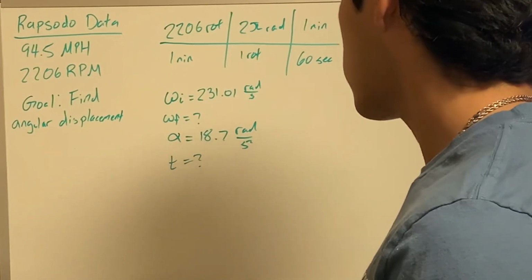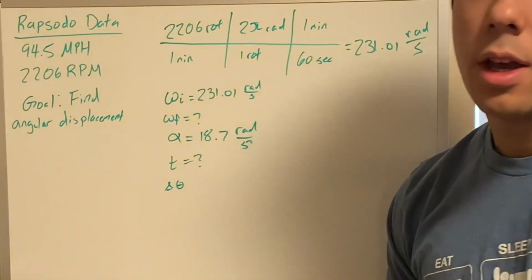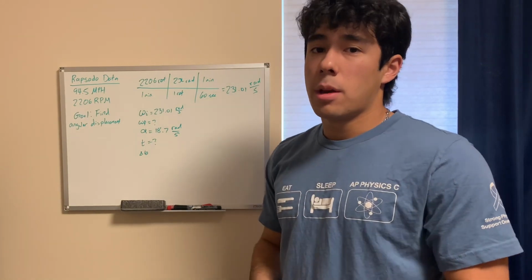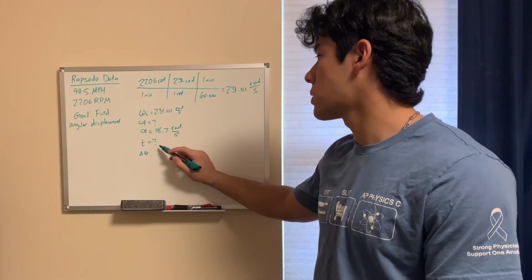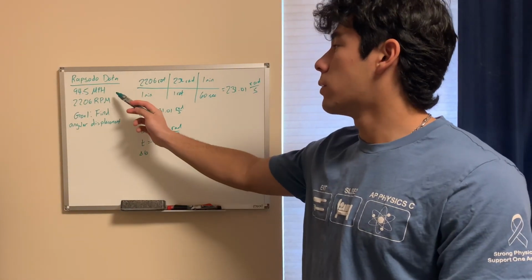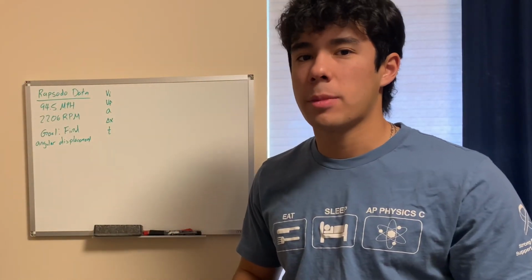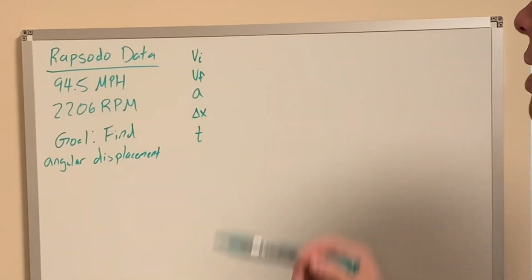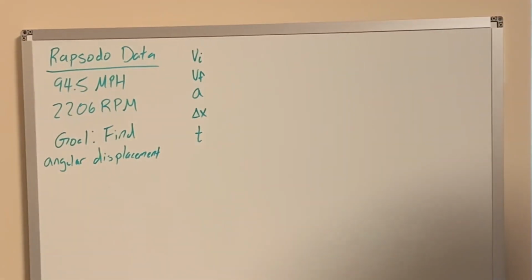And then we are trying to figure out what the angular displacement is. Since we have two unknowns, we're unable to solve the problem, but we can use translational kinematics to solve for time, because we know the velocity that the ball was thrown at, and we also know the distance that the ball travels. When we're using translational kinematics, we have to think in terms of the initial velocity, the final velocity, the acceleration, the displacement, and the time that it takes for the ball to travel.